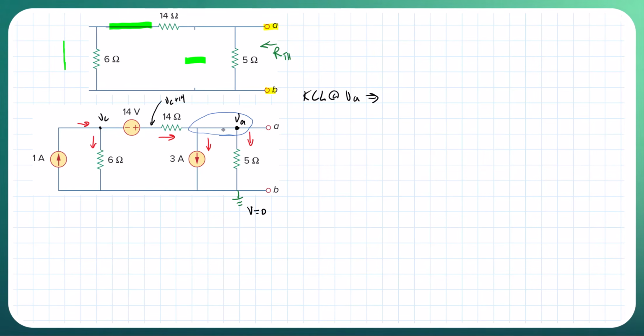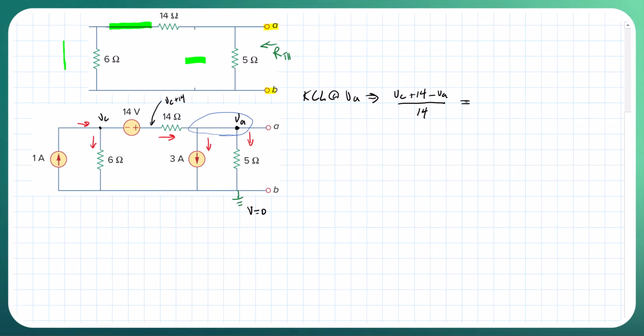So let's write this out. I have this current going in, which is VC plus 14 minus VA over 14 ohms. And that's what's going in.